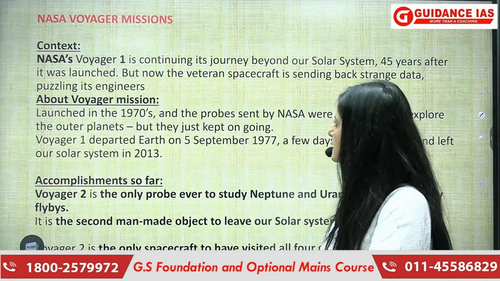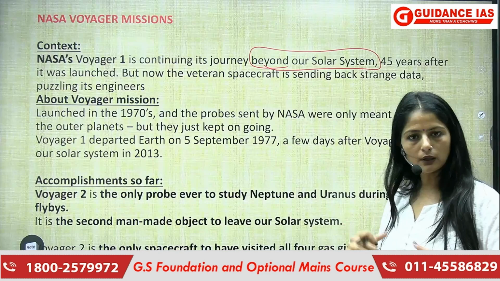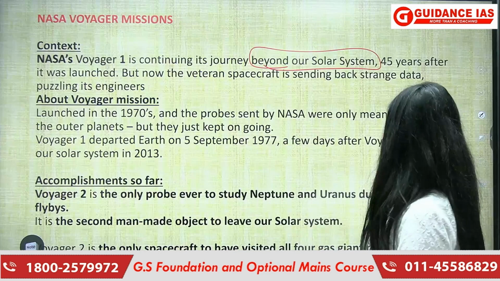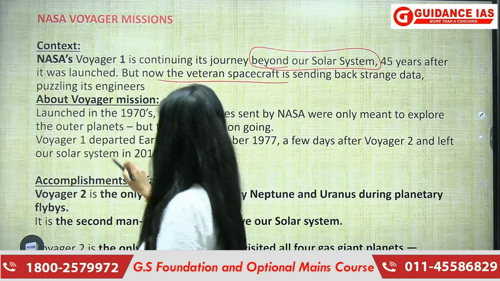Let's see. Recently, what has happened? NASA's Voyager 1 is continuing its journey beyond our solar system. So this is something you need to remember, that it is for solar system. Okay? So outer solar system ko read karne ke liye basically ye bheja gaya tha 45 years after it was launched. It was before 45 years. But now the veteran spacecraft is sending back strange data and puzzling its engineers. So NASA is facing certain problems, and that is precisely why it was in news.